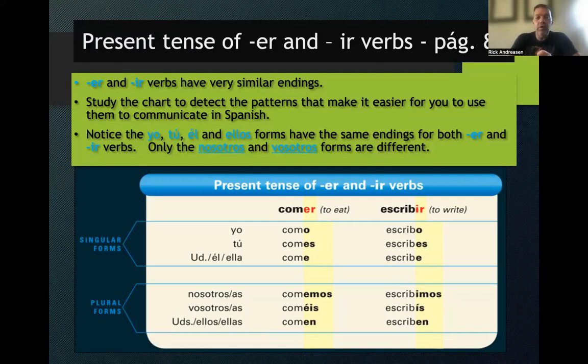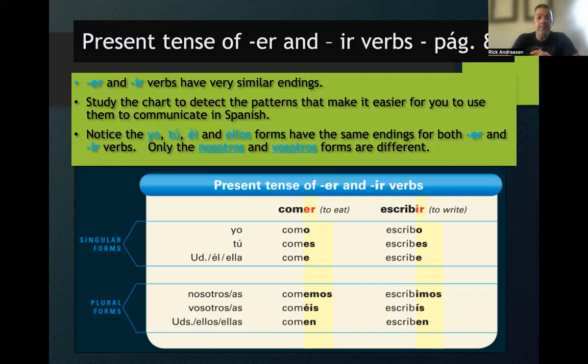Yo como. Tú comes. Usted come. Él come. Ella come. Nosotros comemos. Nosotras comemos. Vosotros coméis. Vosotras coméis. Ustedes comen.